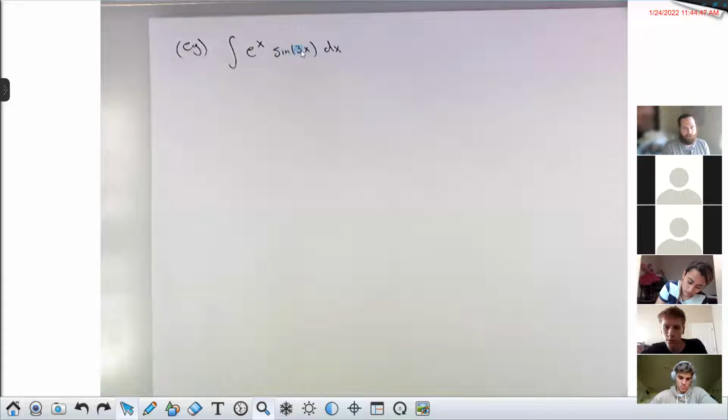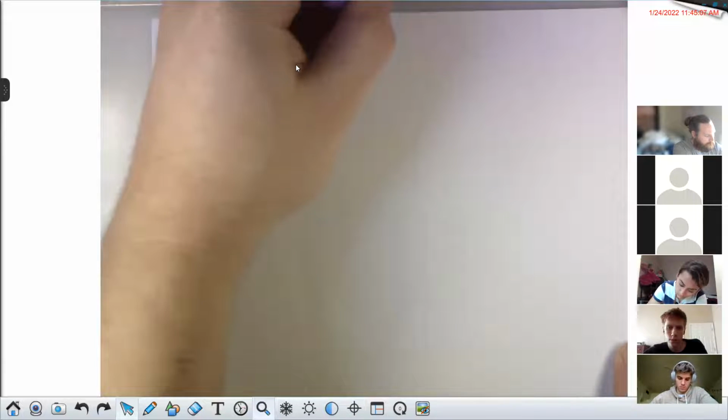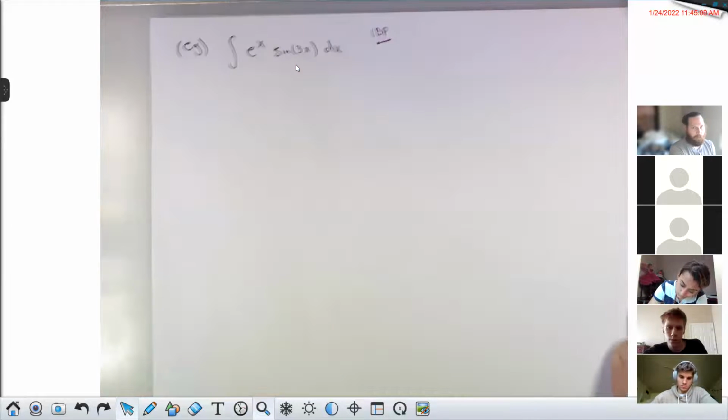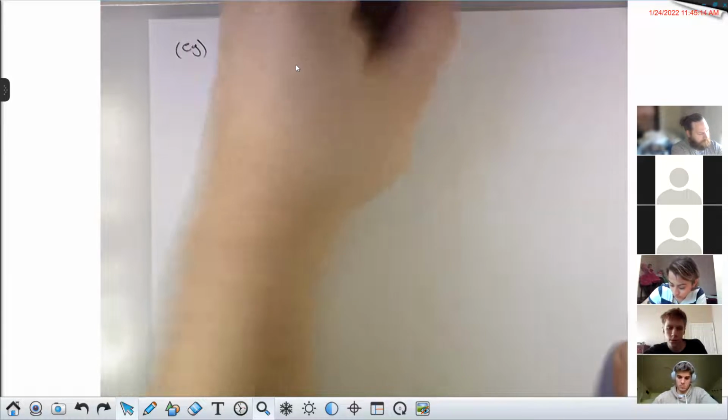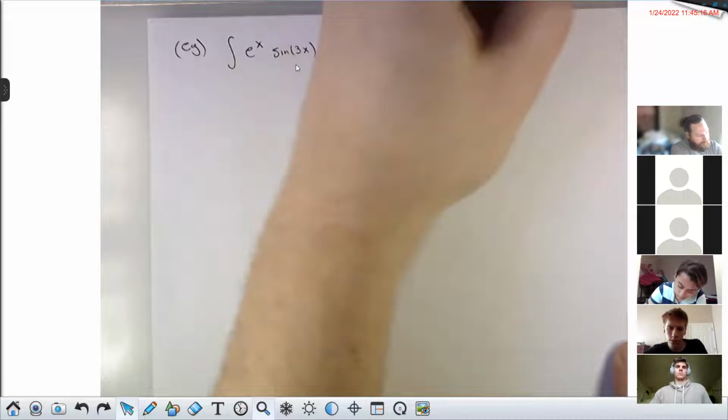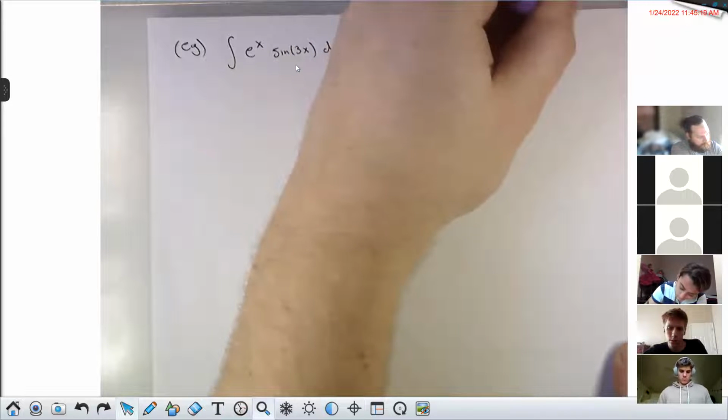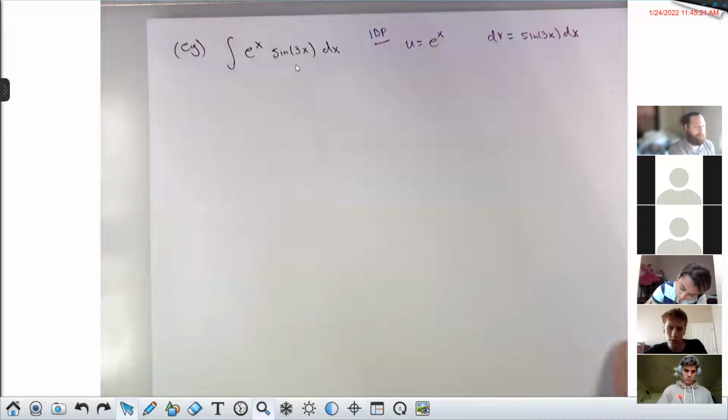So this 3 is going to mean some other constants show up as we do our IBP. And also it's a sine instead of a cosine, so the negatives might be a little bit different. And this is the same thing, but requires slightly more care. But as before, we're going to run integration by parts. As before, you can use your LIPET rule to choose u and dv. So u will be e to the x. dv here would be the sine of 3x dx.